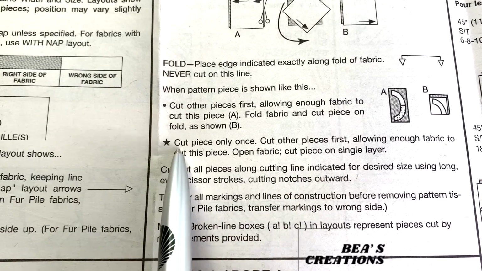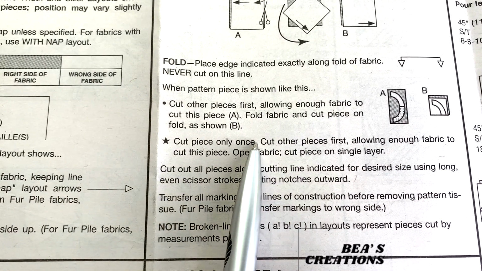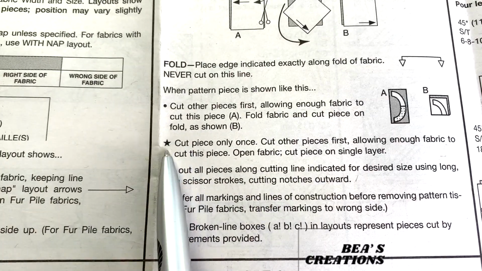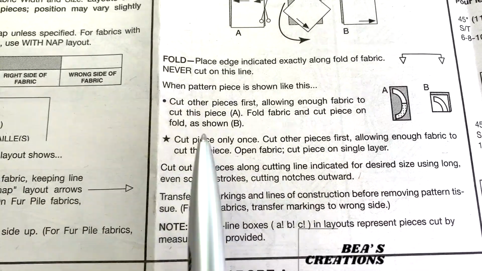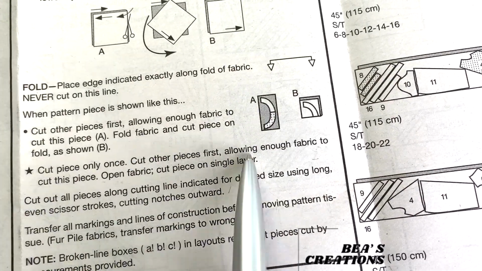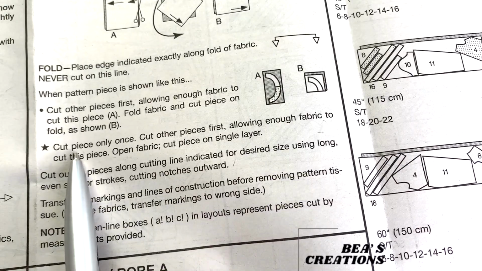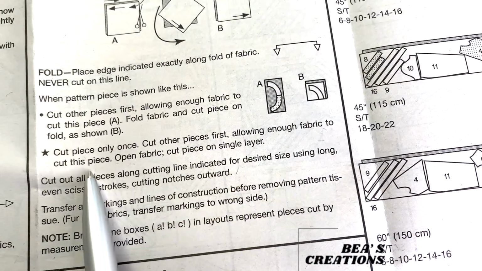When you see this star here, it says here, cut piece only once. Every time you see a piece of pattern that has that star there next to it, this piece is a piece that you're going to cut only once. You're not gonna cut it in a double thickness. You're gonna cut it on a single layer of fabric.